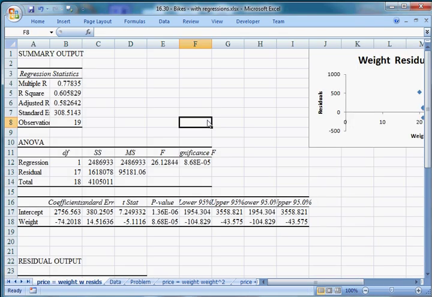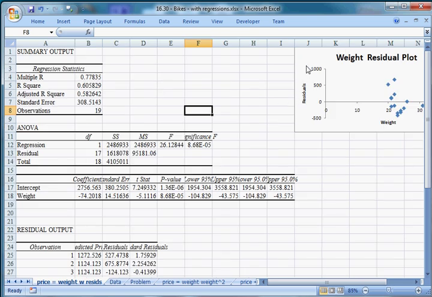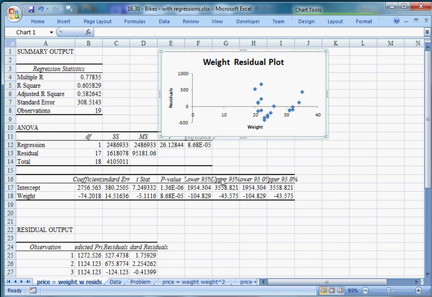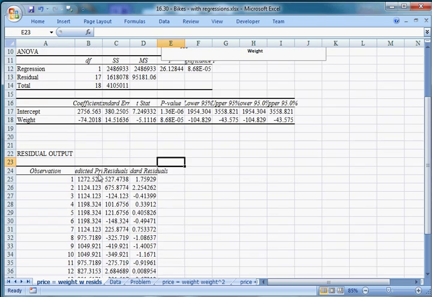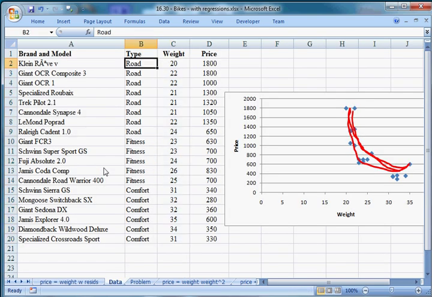Okay, this is what we have. This is a standard output table. Zoom out a little bit so you can see. And this is what you get if you select those residuals. First of all, down here, we're going to look at the residual plot in a second. Down here, you can see that it gives you, for each observation, which matches horizontally with the data. So if you go back to the data, you can see that we have 19 observations.